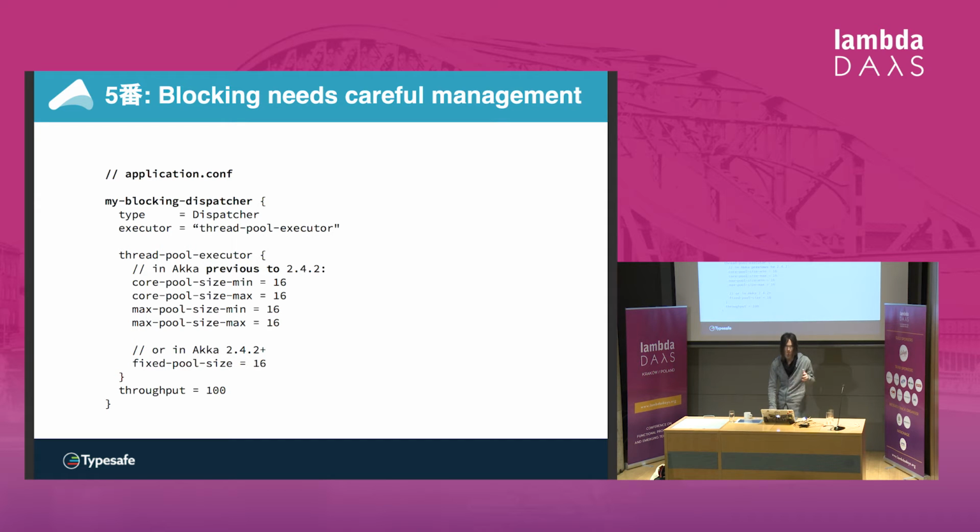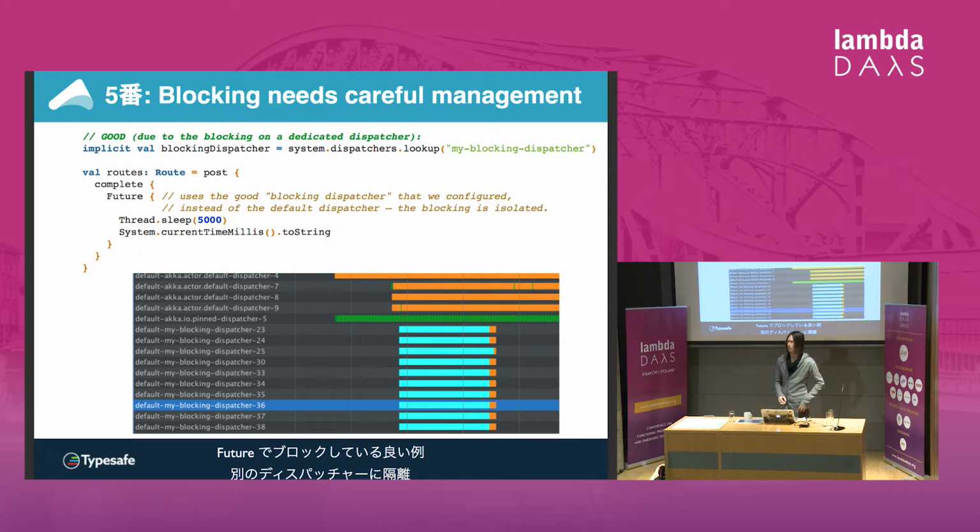So instead of blocking arbitrarily on the default dispatcher, which everybody uses, you can have a dispatcher that is backed by a thread pool of 16 threads. So this means we pre-allocate 16 threads, and they will be used for the blocking operations. The only difference you need to make to the code base to start using that dispatcher for the blocking operations instead of the default one is, instead of saying system dispatcher, you say system dispatchers lookup and the name, right? So this takes it from the configuration, and then via the implicit value, it gets used by the future here. And this is how the threads behave then.